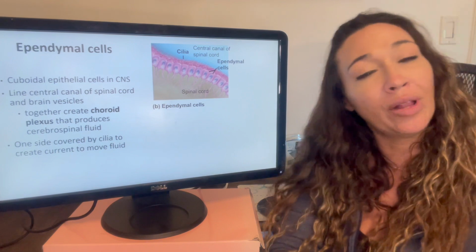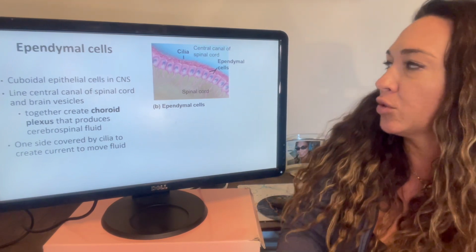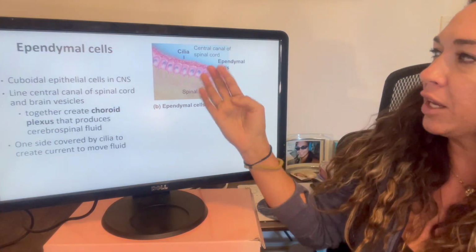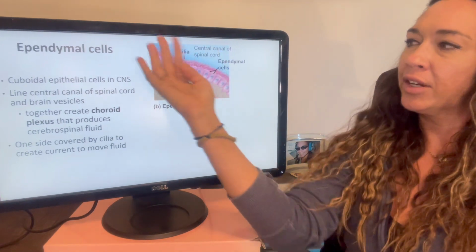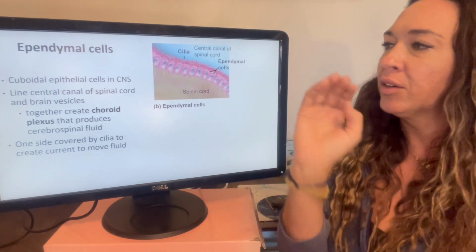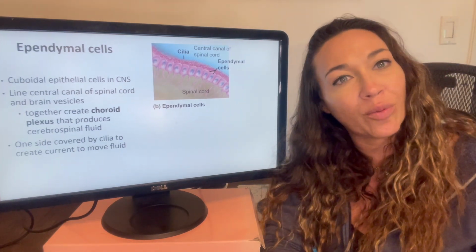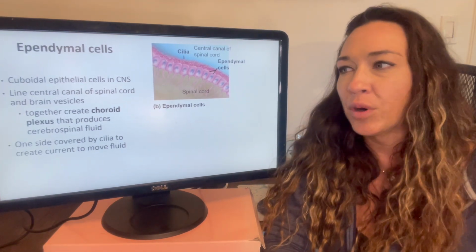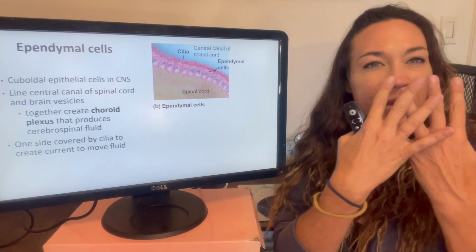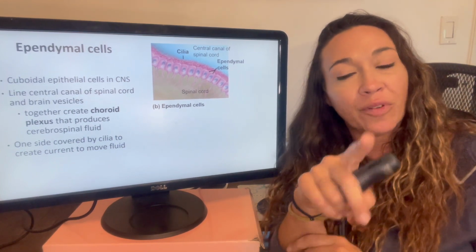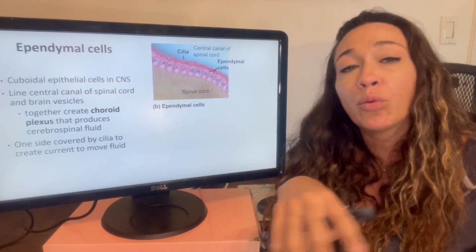These are cuboidal epithelial cells that are found in the central nervous system. You can see the little cubes right here with all those little cilia, right? So those little ciliated cells right here do line the central canals of the spinal cord and our brain vesicles. Very important. Together they do form this plexus. We've seen lots of plexus before, but this one is known as the choroid plexus.